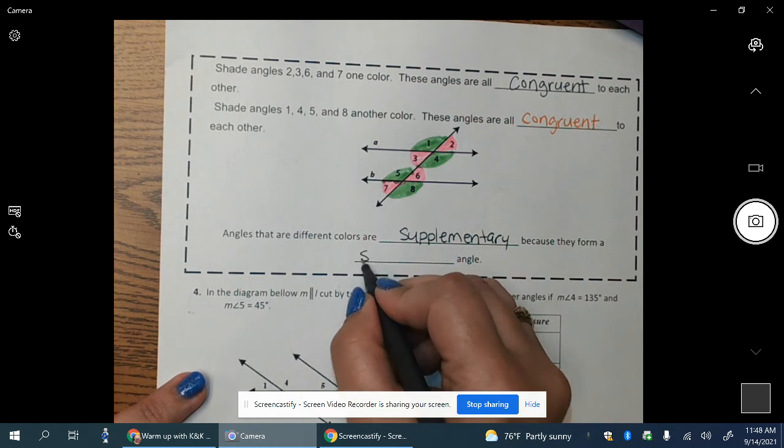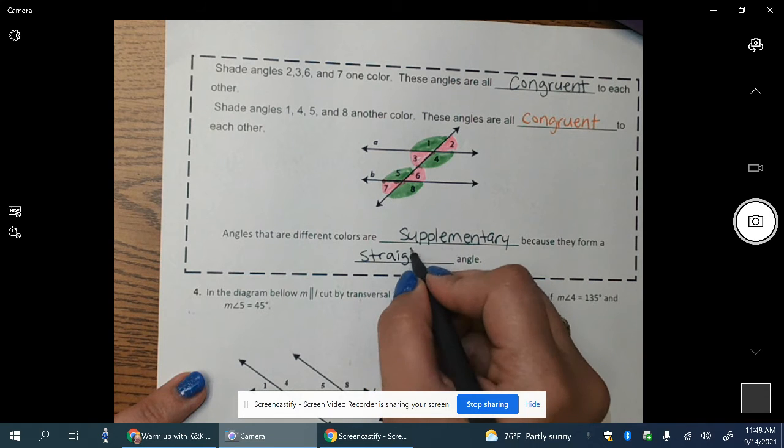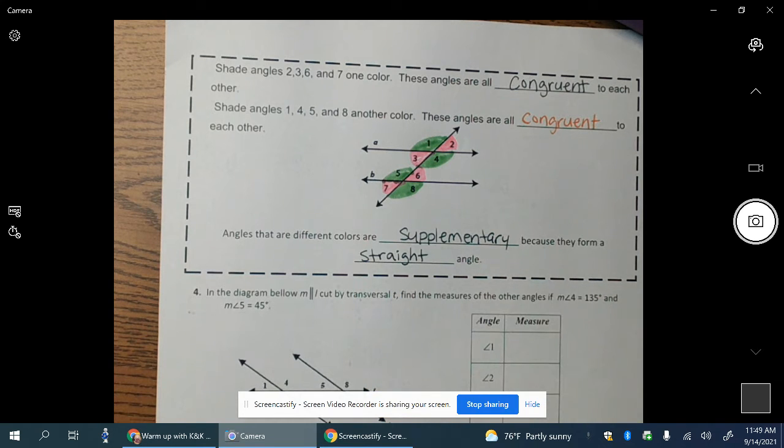Because they form a straight angle. Do you see that they make a straight angle, Angela? Yeah. Okay, so if they make a straight angle, that means they're supplementary. It's just another word. It's 180. They add to 180. Okay?